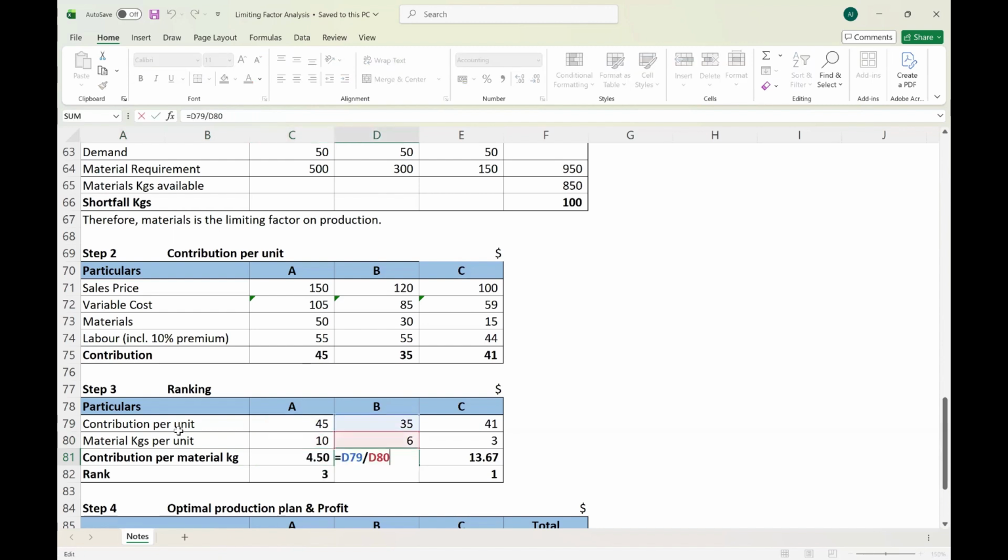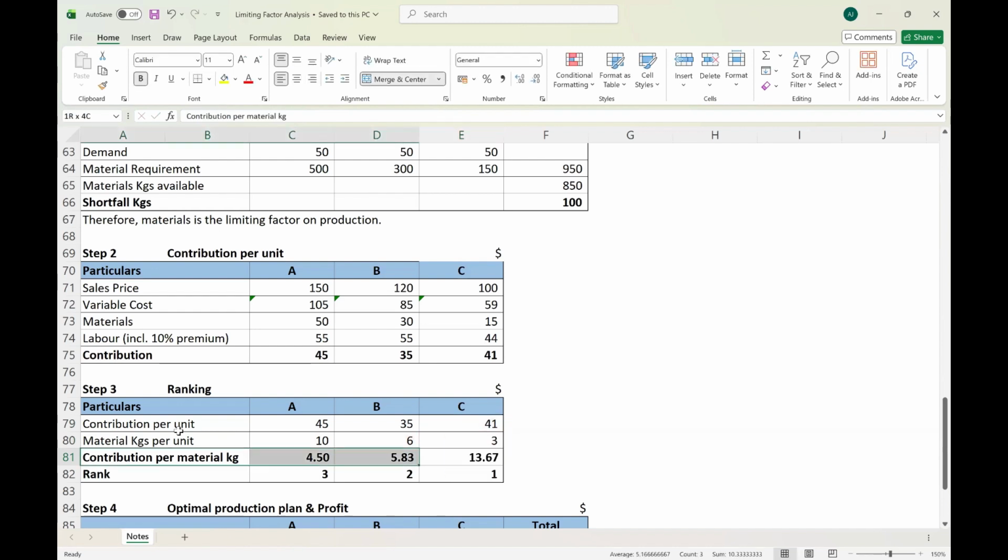How am I finding it out? Simply contribution per unit divided by the requirement of limiting factor per unit. Okay, so I get the contribution per material kg. And I see that C has the highest ranking. C is ranked first, then comes B, and then A. So C is the highest rank, then comes B, and then A.